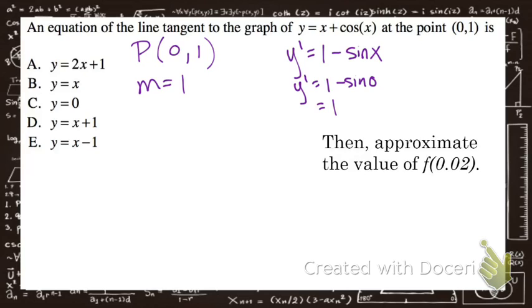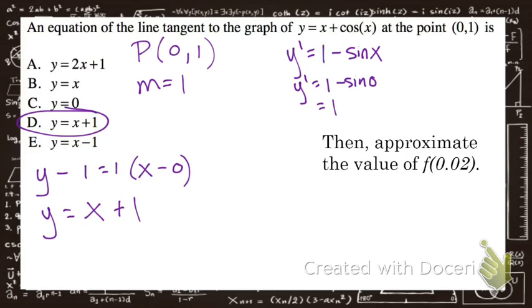Our point is 0, 1. If I write that in point slope form, I get y minus 1 equals 1 times x minus 0. If I simplify that, because the ones that are written in the answer choices are all in slope-intercept form, if I distribute the 1, I get x. And then if I add the 1 over to the other side, I get plus 1. Answer choice D.